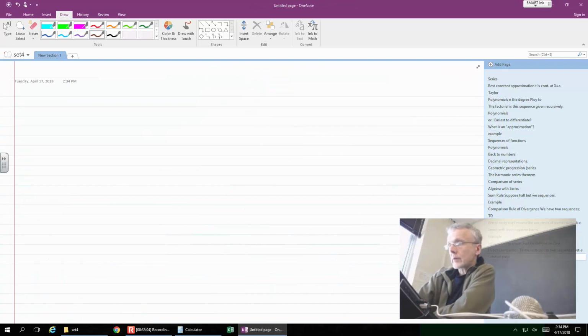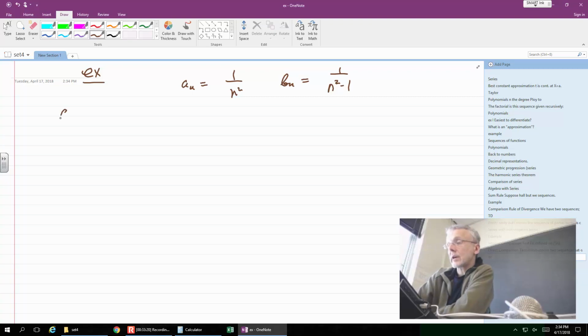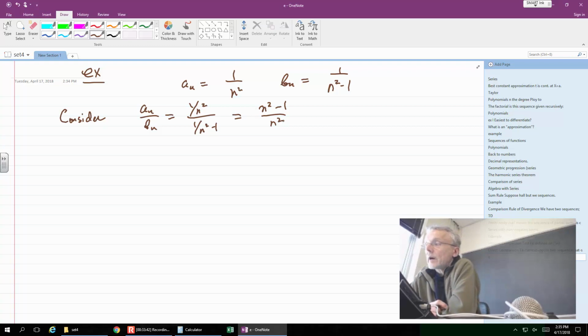Well, let me just rewrite what we have already seen here. We have a_n equal to 1 over n squared, and b_n equal to 1 over n squared minus 1. Okay, so we ignore the inequalities between them, and instead consider the fraction a_n over b_n. So 1 over n squared over 1 over n squared minus 1. Okay, and we bring in stuff from calculus 1. So this simplifies significantly. It is in fact n squared minus 1 over n squared, and we just evaluate this limit.